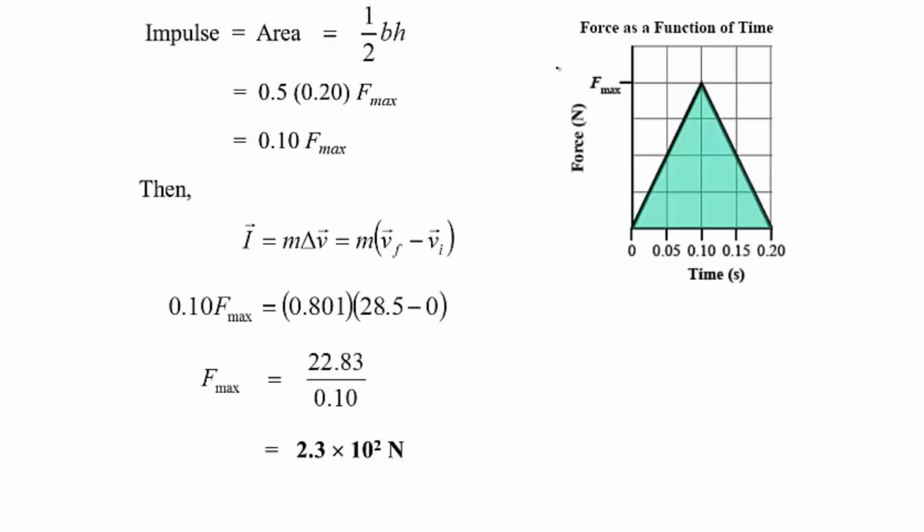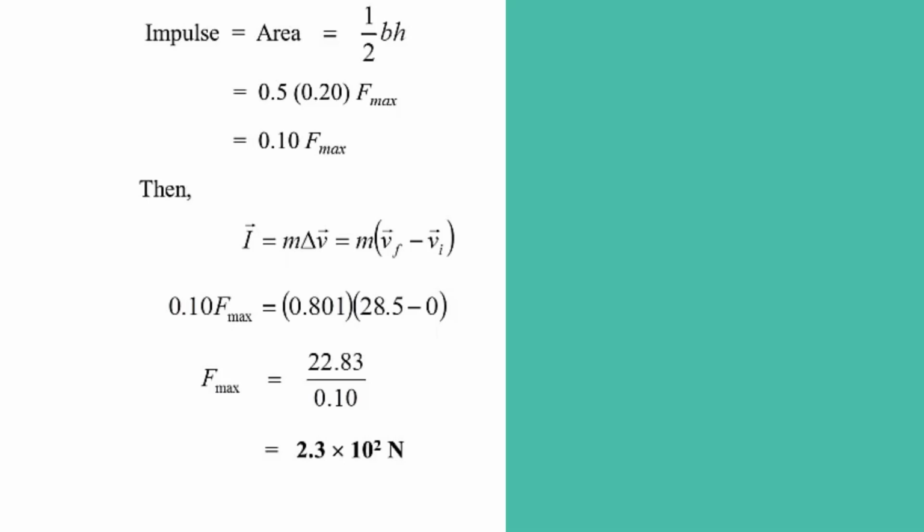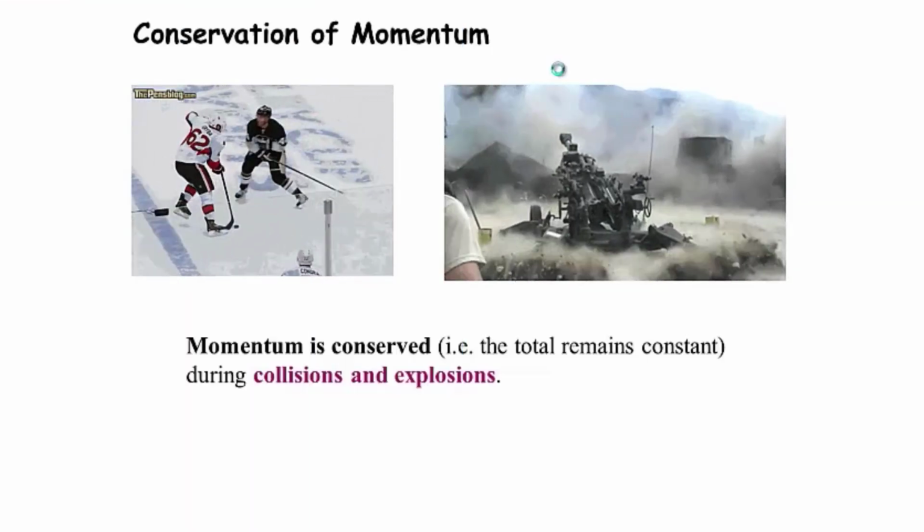And that's the magnitude. Notice the question asks us for the magnitude, so we do not express the direction. If we're just asked for the magnitude, they're asking you to ignore the direction. So our answer is A point B times 10 to the C. Values of A, B, and C are 2, 3, 2. Okay, conservation of momentum.